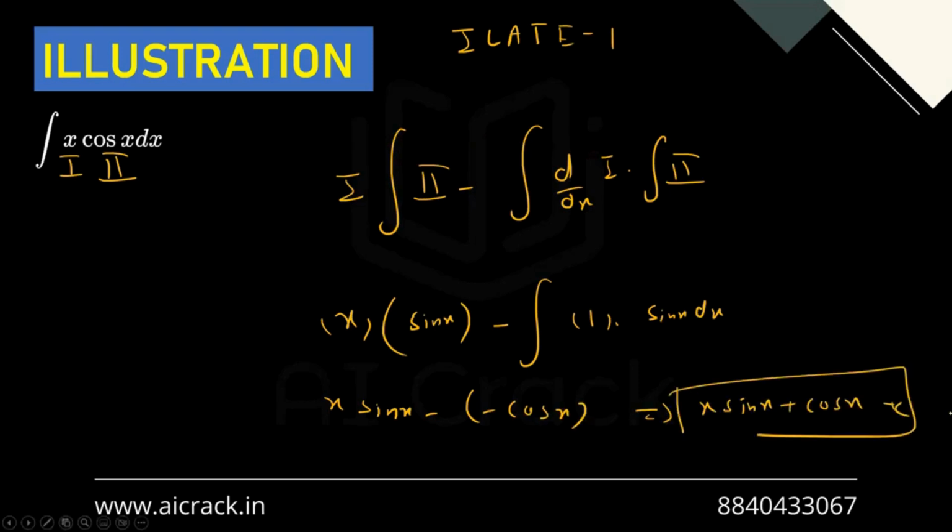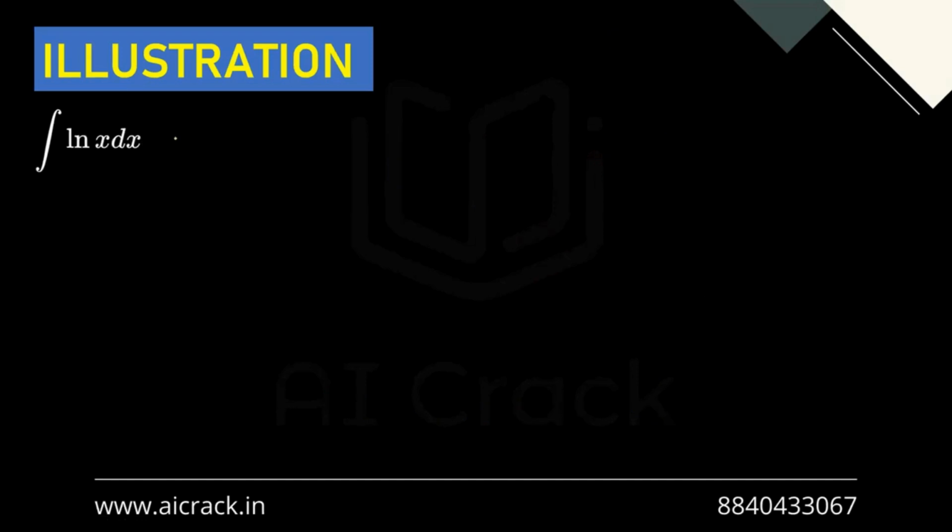Okay. And now let's solve this example. We have integral ln x dx, right? This can be written as 1 times ln x dx. So let's write down our ILATE over here. Now we can see that 1 is the easiest to integrate according to this table, right?